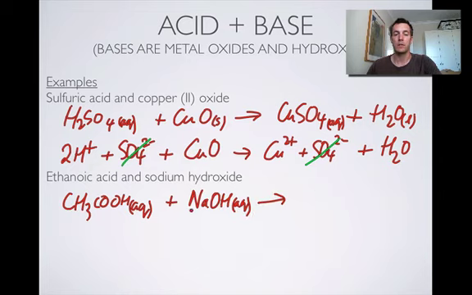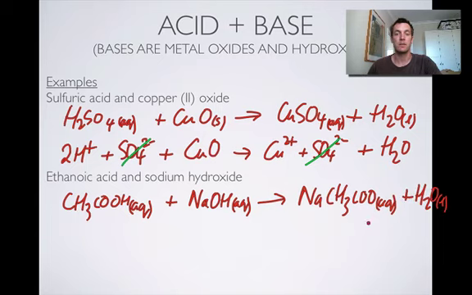What are we going to make? We're going to make sodium ethanoate, NaCH3COO. In case you're wondering how on earth he is getting these formulas, if you don't know that, then you've probably forgotten your ion list. And water, which is a liquid. Okay, so check if it's balanced. Everything's balanced there, so now we can write the ions.